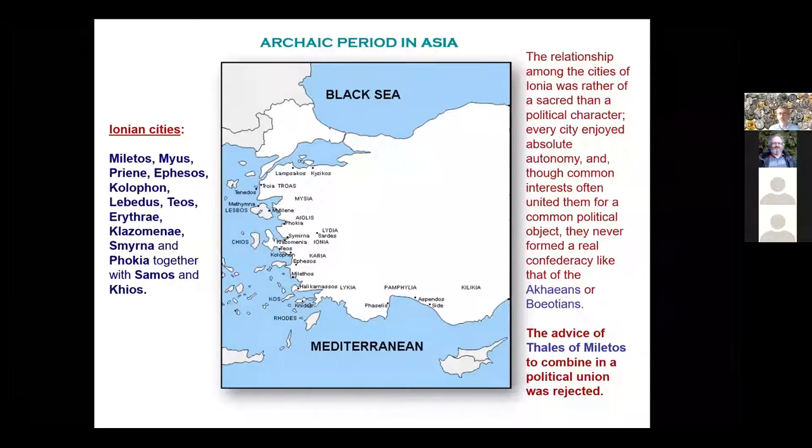They had absolute autonomy, and even though they had some common interest that would unite them here and there, they never formed a real confederacy like the Achaeans or Boeotians. The advice of Thales of Miletus to combine in a political union was rejected at that time. And they suffered, of course, the consequences. When the Persians came, they had to submit to them, only to revolt in time, but their freedom, their autonomy was more important than anything else. So they could not think of being part of a confederacy or a union.